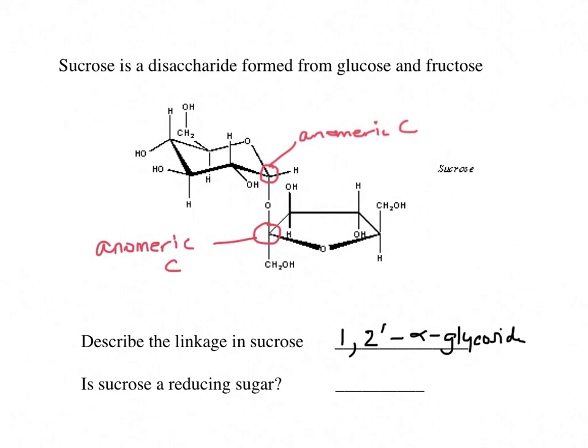Is it a reducing sugar? How come? There is no free anomeric carbon. There is no hemiacetal. Okay, no hemiacetal. Yeah? How did you figure out it's alpha?